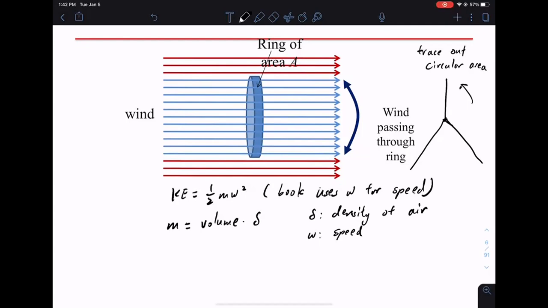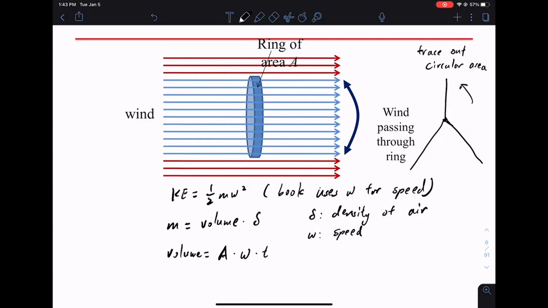W is speed. Density is something we know; air density is a fairly constant number. So we can express mass as volume times density, delta. And volume is an easier quantity to work with because we're looking at airflow through an area. What is the volume of airflow through the area? Volume flow depends on how big the area is, times how fast the wind is moving. Higher speed, higher volume, times how long we observe. So the volume of air flowing through is proportional to the area, the speed of the wind, and the amount of time we're observing.